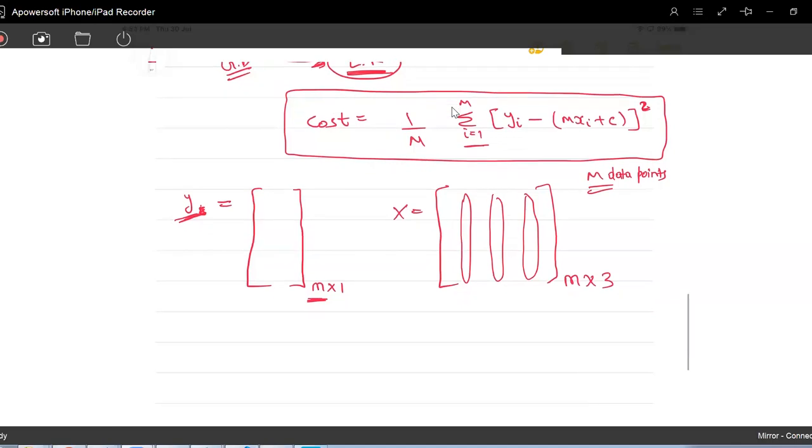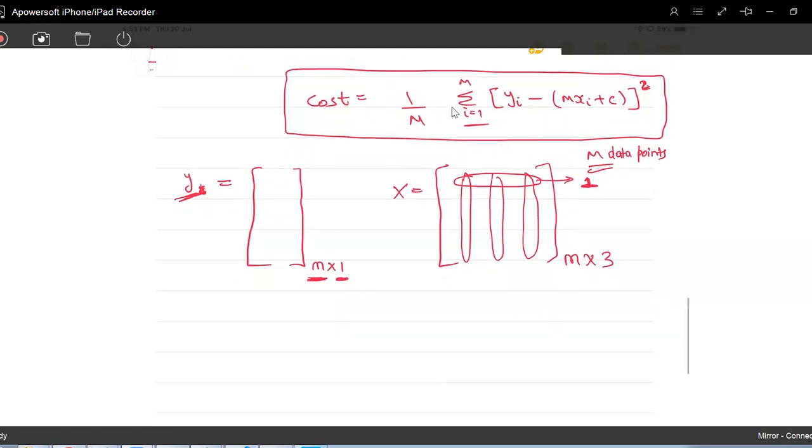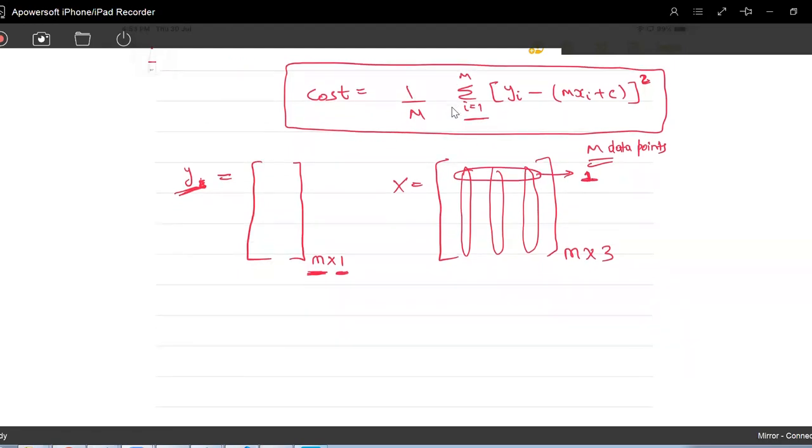And for every row, I have only one y value. So that's why the dimension of y will be m into 1. Correct. Now tell me what will be the dimension of m? What should be the dimension of m?